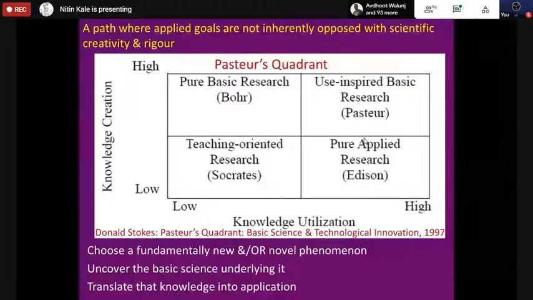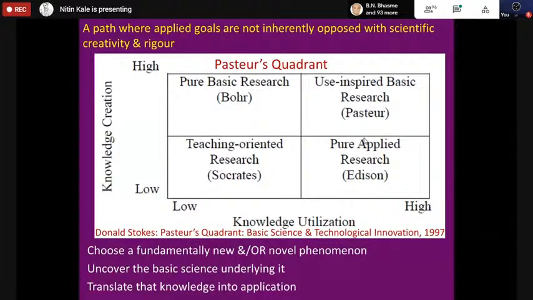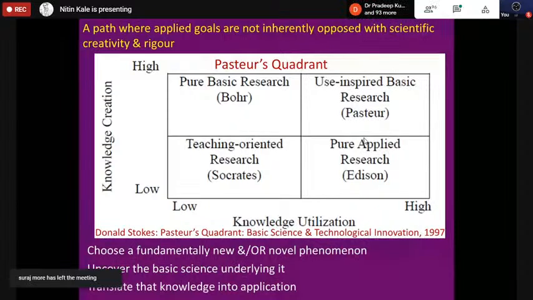This has nothing to do with MEMS. It talks about something which is called the Pasteur's quadrant. This is from a book by Donald Stokes, Pasteur's Quadrant, and the title is Basic Science and Technological Innovation, published in '97. The idea is that the research path and the product development path can be such, looking at Pasteur's work, where applied goals are not inherently opposed to scientific creativity and rigor.